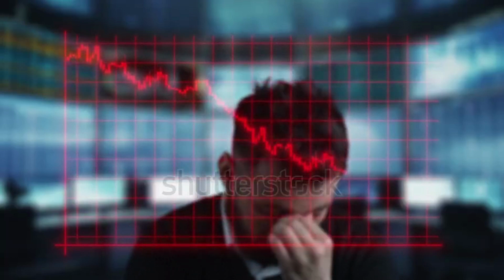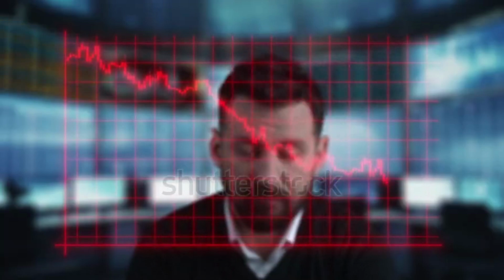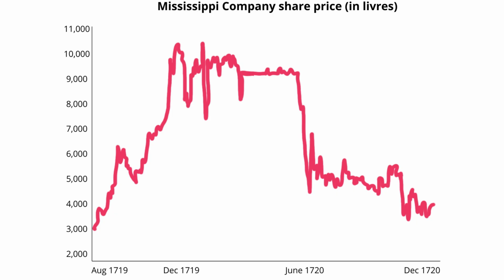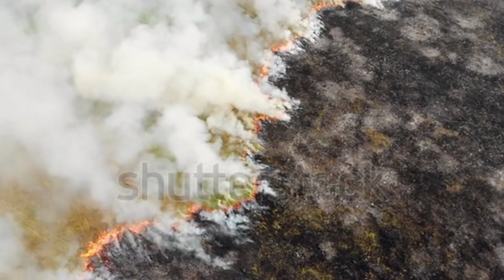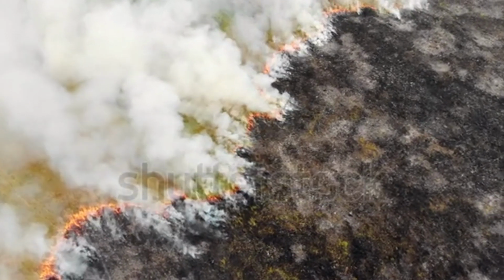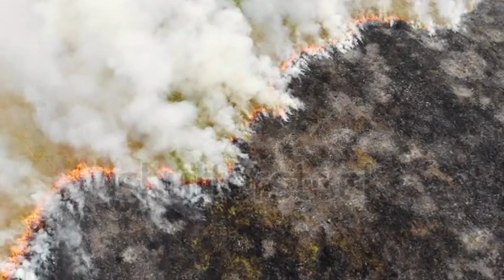The announcement triggered panic among investors, leading to a mass sell-off of shares. Within just 6 days, the share price plummeted by 17%, sending shockwaves through the market. The regent quickly realized the severity of the situation and reversed Law's decision, but the damage was already done.